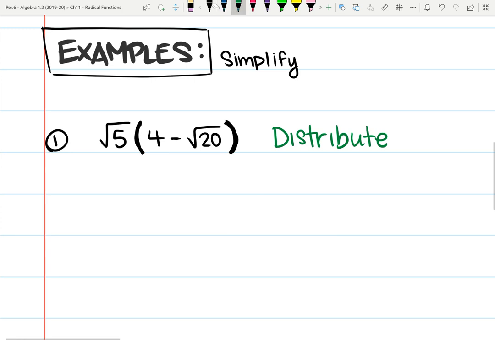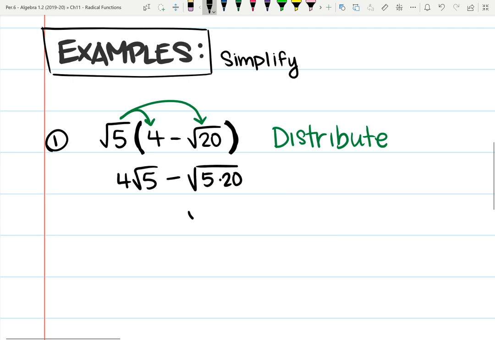Let's do my multiplication. I'm going to take the radical of 5 times 4. Remember, insides with insides, outsides with outsides. In this case, we have a 4 on the outside and a 5 on the inside. And there we go, 4 times the square root of 5. Then I'm going to multiply the square root of 5 times the square root of 20. That's 5 times 20, which is 100. So I'm going to write this down, bring my negative sign down, the square root of 100. Just showing my work here.